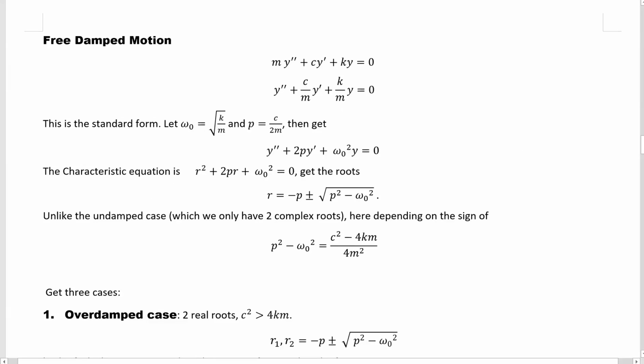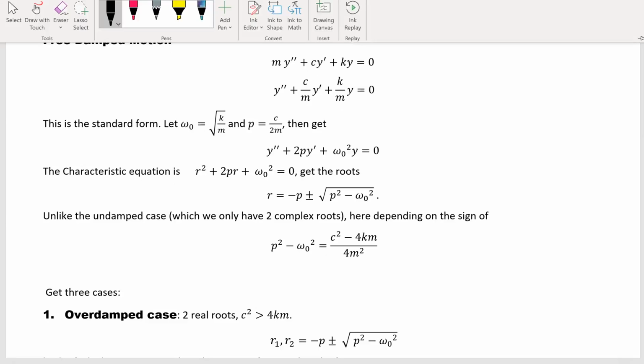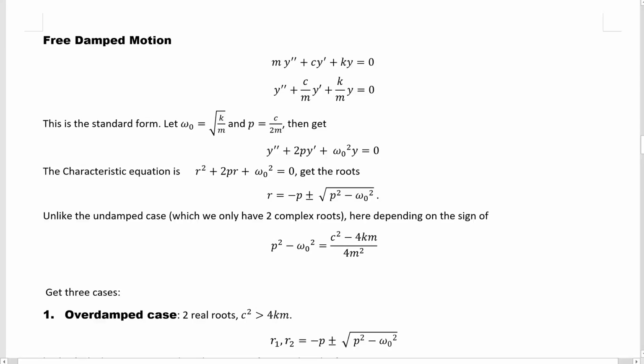Let's continue. What happens if we have free damped motion? Free means f of t is 0 on the right hand side. Damped means we have a damping force, so c is not 0. So we have a middle term here.